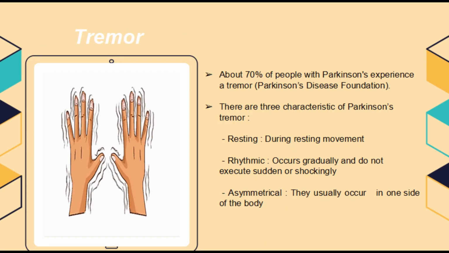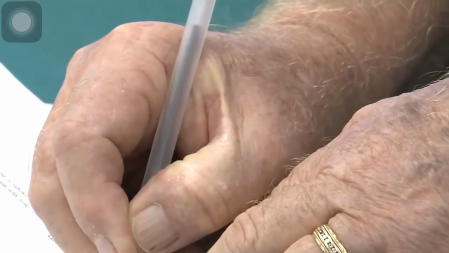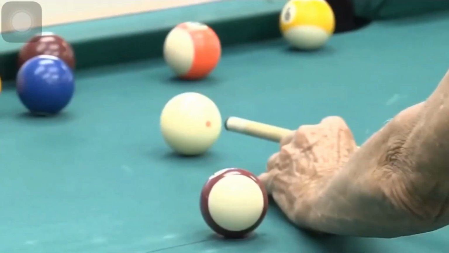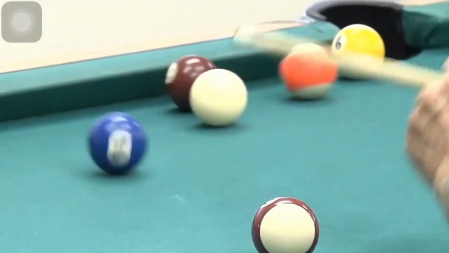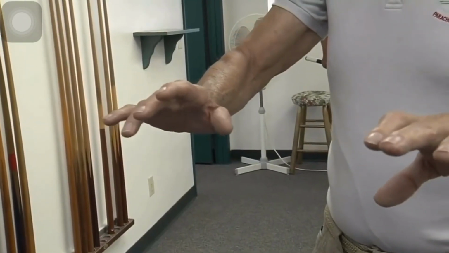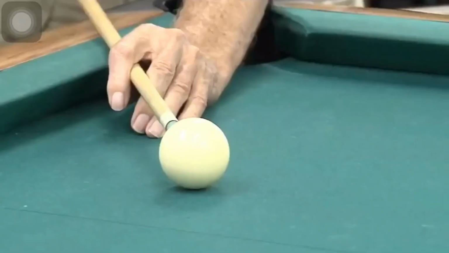Tremor or shaking is experienced by 70% of people with Parkinson's, but this symptom is less common in younger patients. The symptom most frequently targets the hand, but sometimes it can affect other parts such as the chin or the leg.